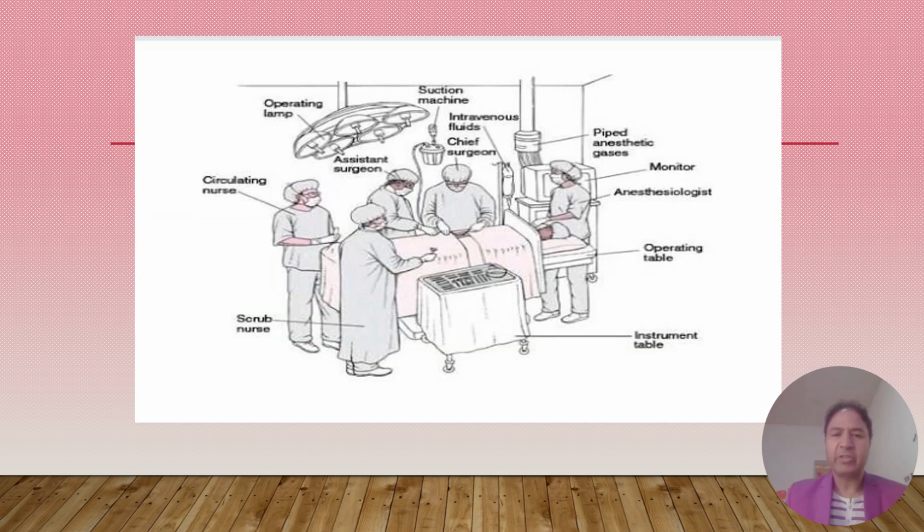This is teamwork. It includes the instrument table, and then we have the operation table here. Then we have the anesthesiologist at the head end, and piped anesthesia from here, and intravenous fluids running on one side. The chief surgeon usually stands on the side which is to be operated. The suction machine is here, and usually we have the operating lamp, a circulating nurse, and then the scrub nurse.